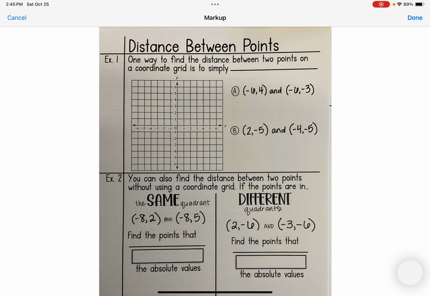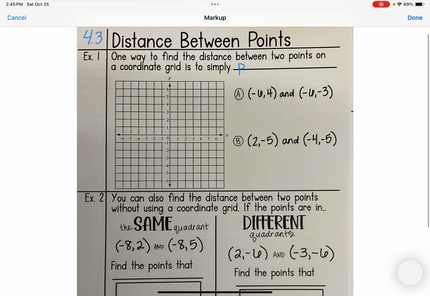Okay, welcome to Unit 4, Lesson 3, 4.3, Distance Between Points. So we're going to start off right here with example 1, and we're going to fill in the blank in this sentence. One way to find the distance between 2 points on a coordinate grid is to simply plot the points, then count. Plot, then count. Okay? Let's give it a try.